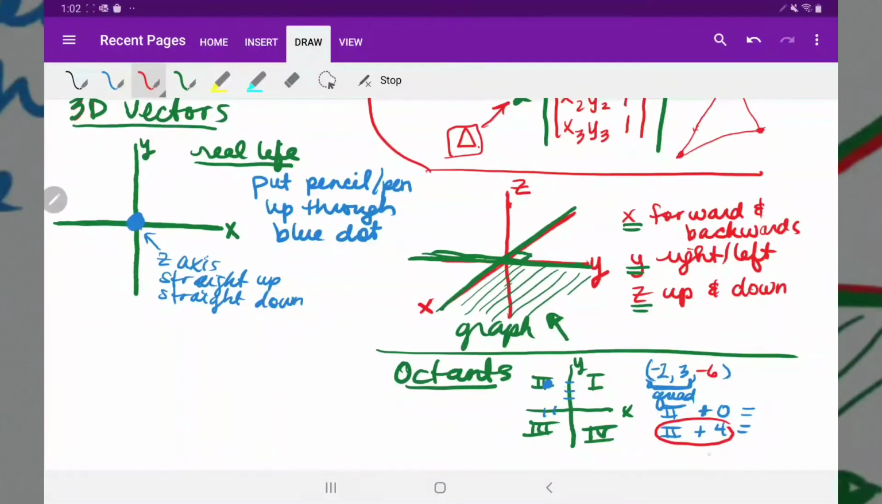Let's say I have -3, -4, 5. How would we do that one? What you do first is look at the X and the Y, and I graph it like a normal coordinate, which would be here. That would be third quadrant. Then should I add 0 or 4? Since Z is positive, the octant equals the quadrant, so you just add 0. The only thing is you call that octant 3, not Roman numeral 3. So that's how octants work.